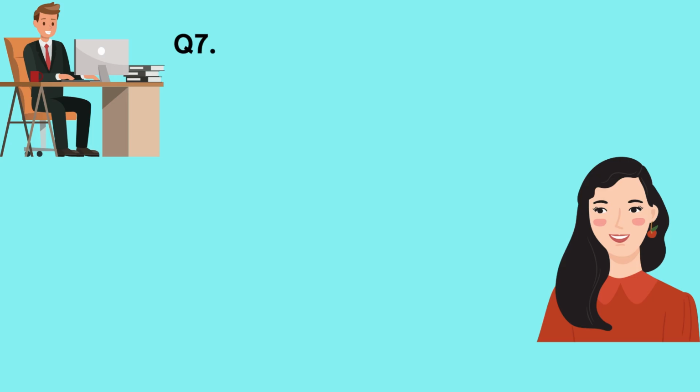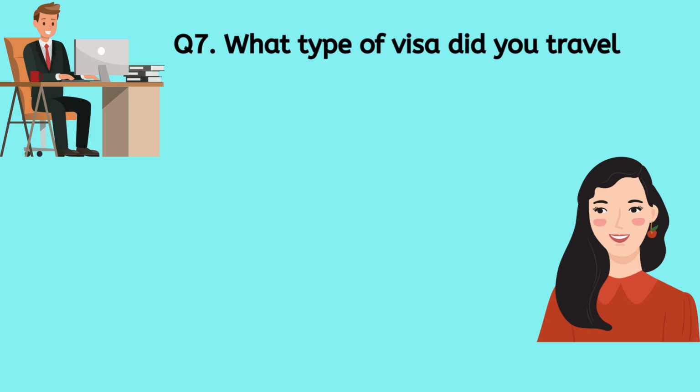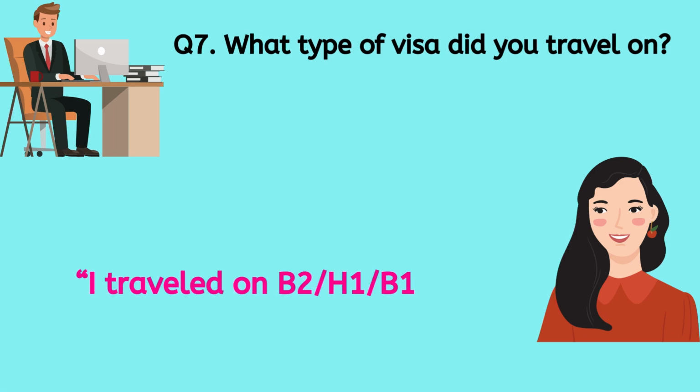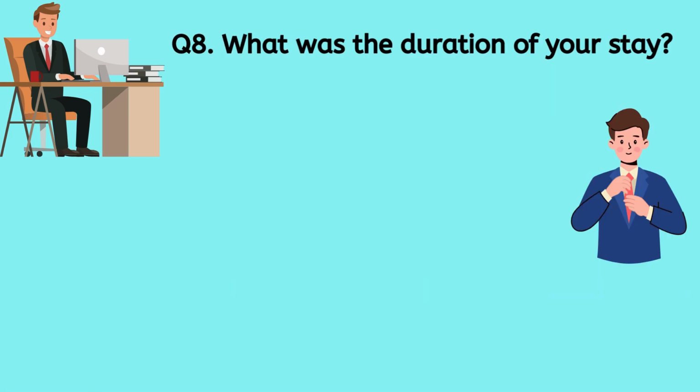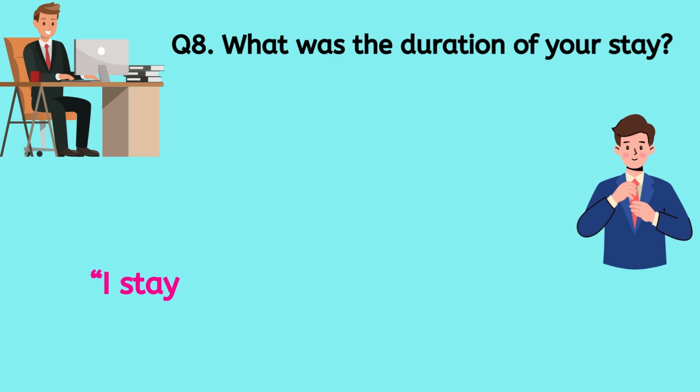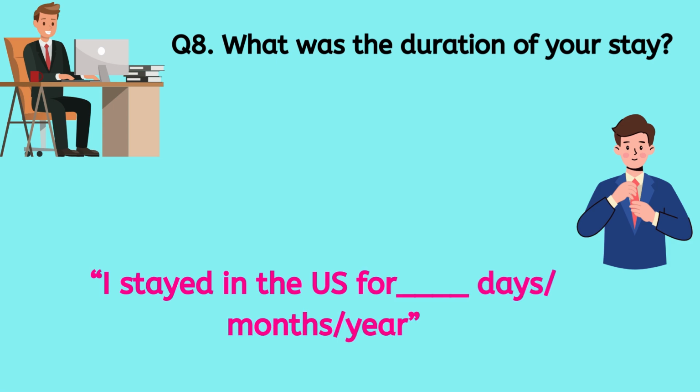Then they can ask you, what type of visa did you travel on? Here mention the name of the specific visa, like I traveled on B2, H1, B1, whatever is the visa category that you traveled on. Mention the visa type that was applicable for you during your last travel to the United States. Then they might also ask, what was the duration of your stay? And you could clearly mention that I stayed in the United States for so many days, or if you were there for a few months or a few years, whatever applies to you, please answer that clearly.